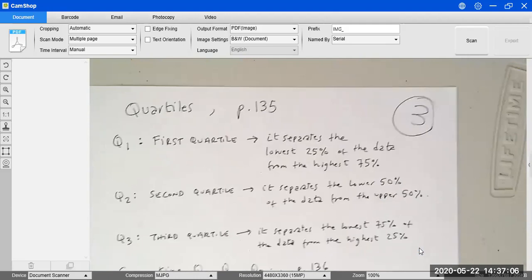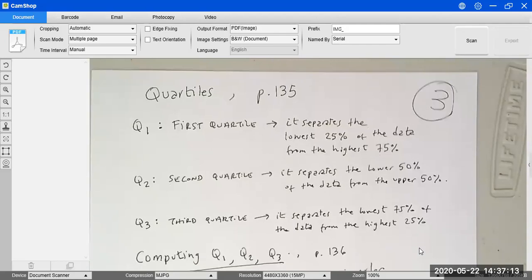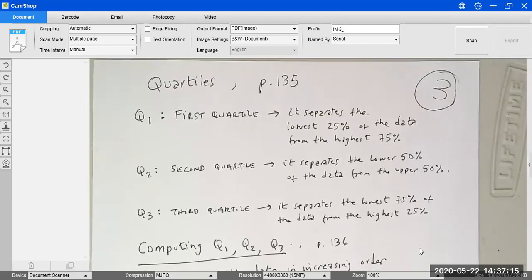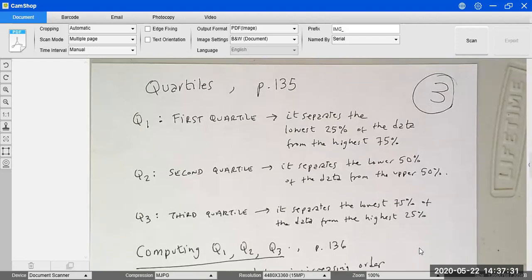So quartiles are described on page 135. And we have the first quartile. As I mentioned before, it's going to separate the lowest 25% of the data from the highest 75%. Then we have a second quartile, which is the median, because the median separates the lower 50% of the data from the upper 50%. And then we have a third quartile. That quartile is going to separate the lowest 75% of the data from the highest 25%.